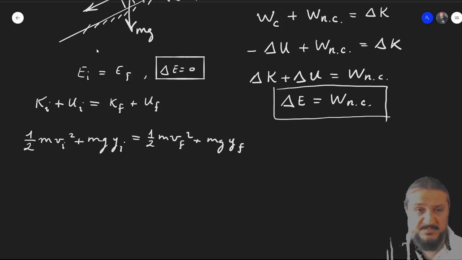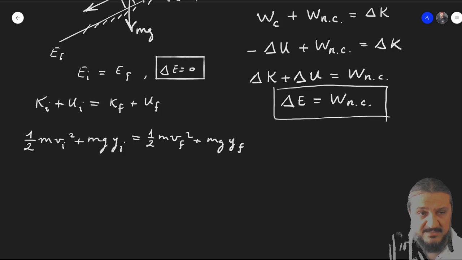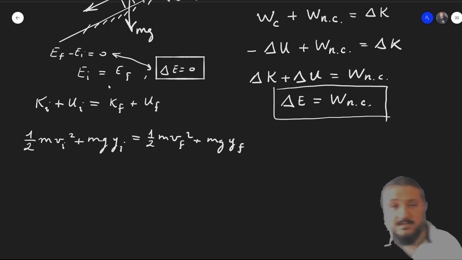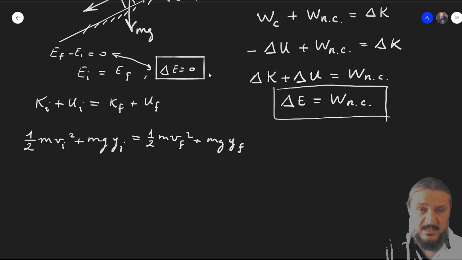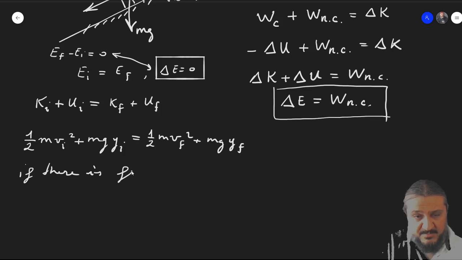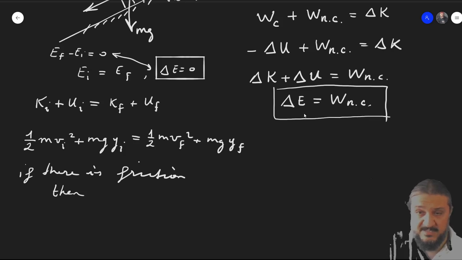Okay, in some problems it may be more practical to write it as EF minus EI. This is what it means. When we do examples, we'll see what they are. So, this means that I can take this equation here, EF minus EI, and equate it to W and C if there is friction present. If there is friction in the problem, then my equation is not this, but the one on the right hand side. So delta E means E final minus E initial.